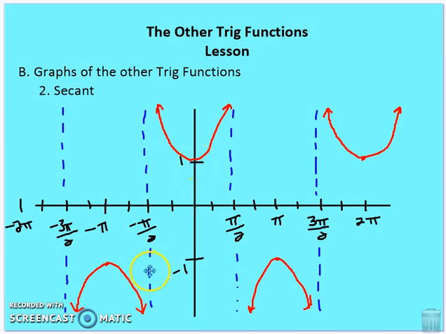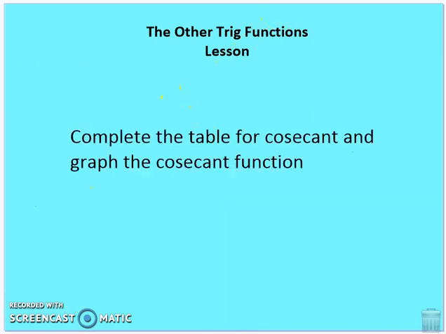You can see again that we have asymptotes at pi halves and negative pi halves because cosine is 0. The value for x is 0 at pi halves, negative pi halves, 3 pi halves, and negative 3 pi halves. And that's the graph of the secant function.